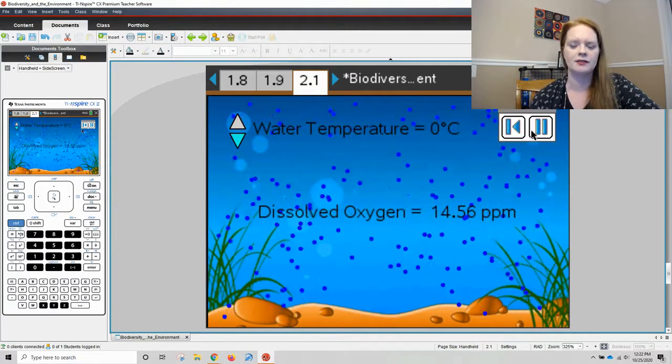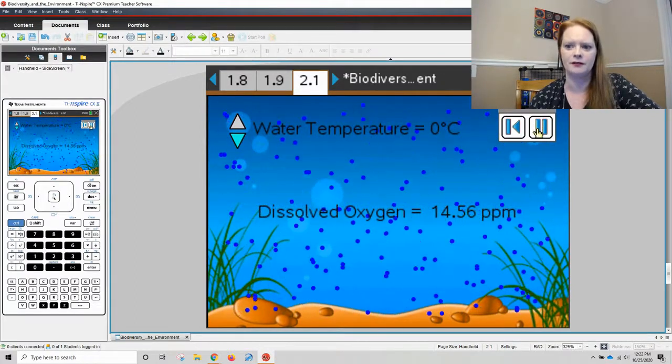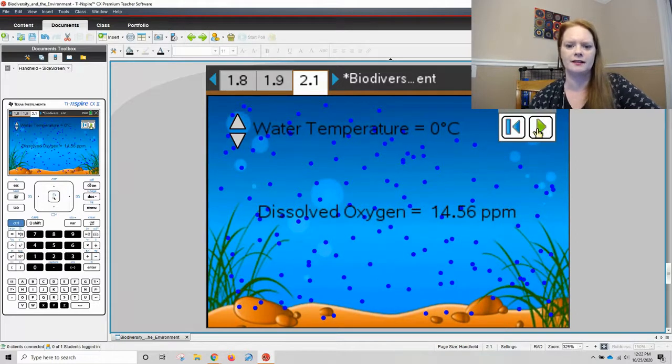And so they've seen a relationship that they can build off of. At this point, I would ask my students, what is the relationship? What did you see? As we increase the temperature, what happened to dissolved oxygen? As we decrease the temperature, what happened to the dissolved oxygen? I have them make predictions on why. Why would there be less dissolved oxygen when it's hot and more dissolved oxygen when it's colder, and what effect would that have on the organisms?